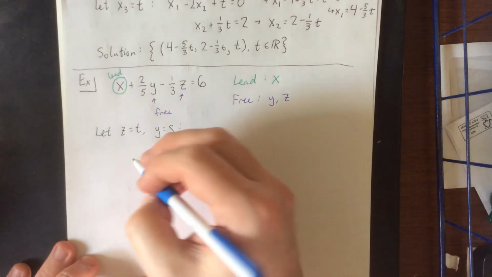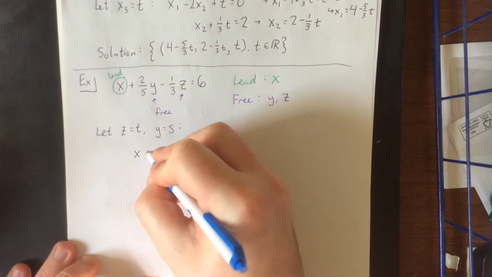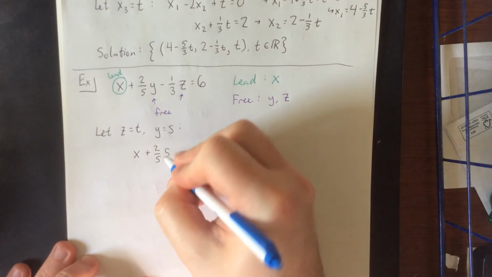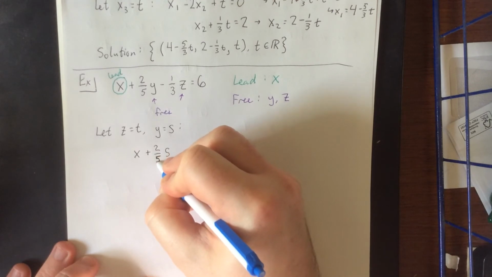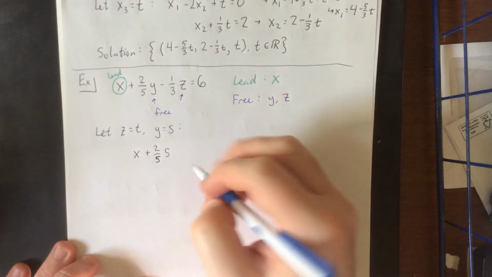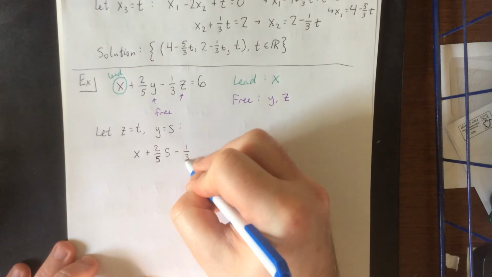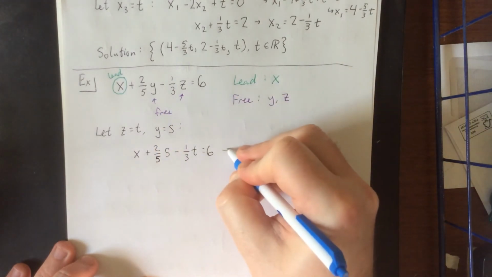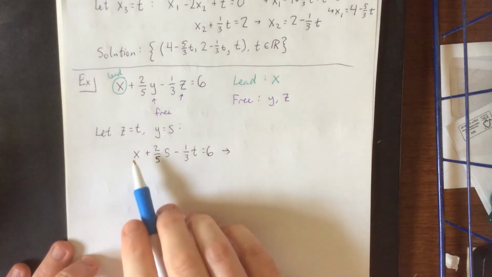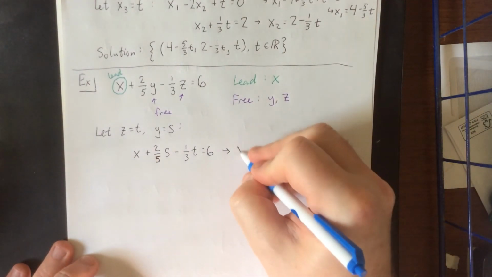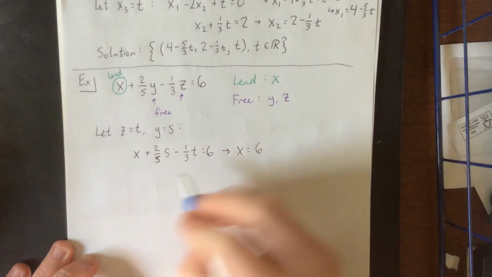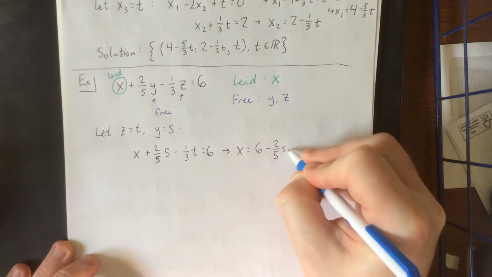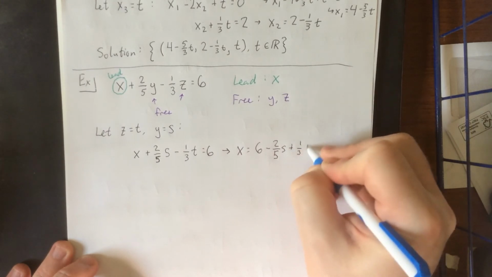Now with that in mind, let's plug them in to our one equation. This will be x plus 2/5 times y. That'll now be 2/5 times s. Oh boy, and now we see another possible slop here. 2/5 times s, minus 1/3 times z, but z is going to be substituted as t, and that's going to be equal to 6. I'd like to solve this equation for our lead variable. That'll be x is equal to 6. We'll subtract 2/5 s, and then we'll add 1/3 t to both sides.